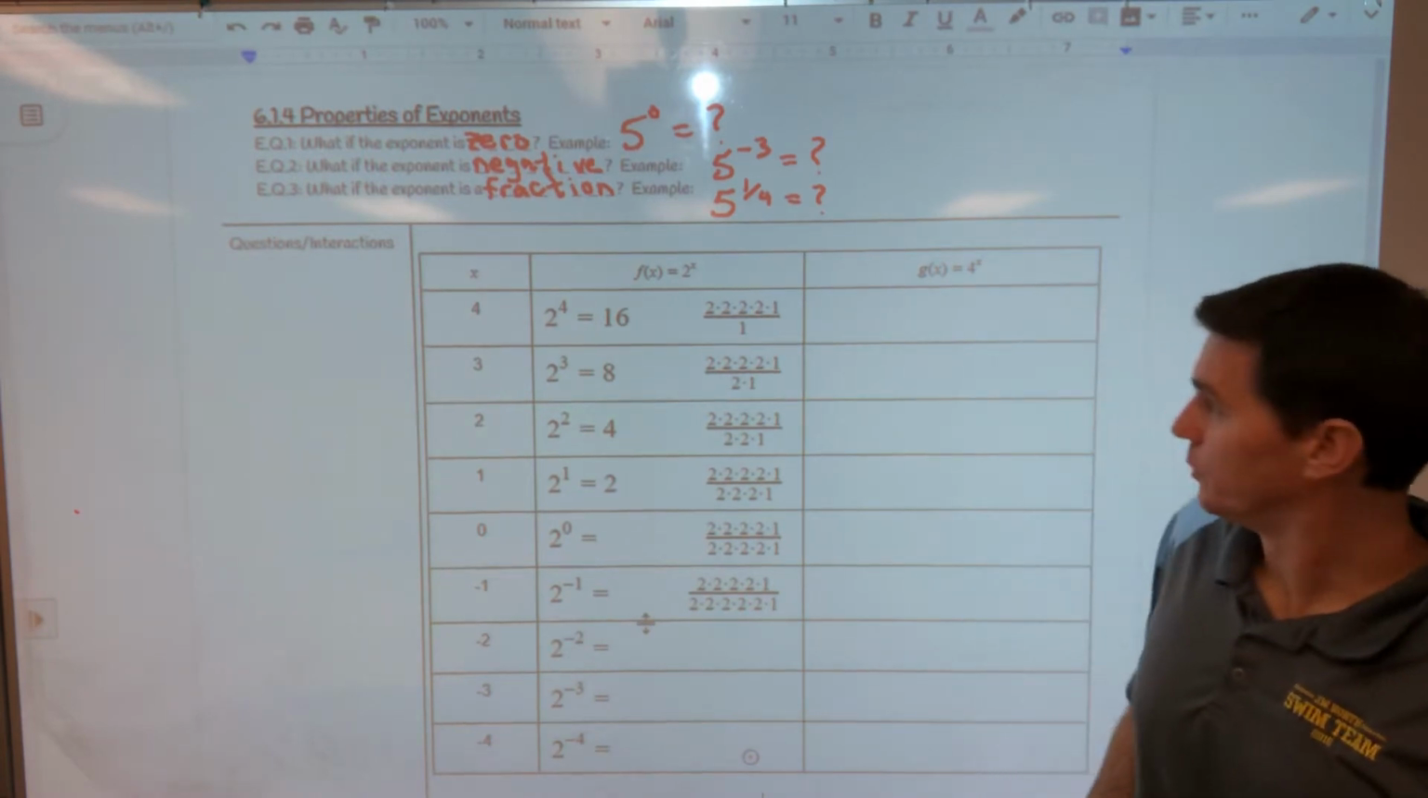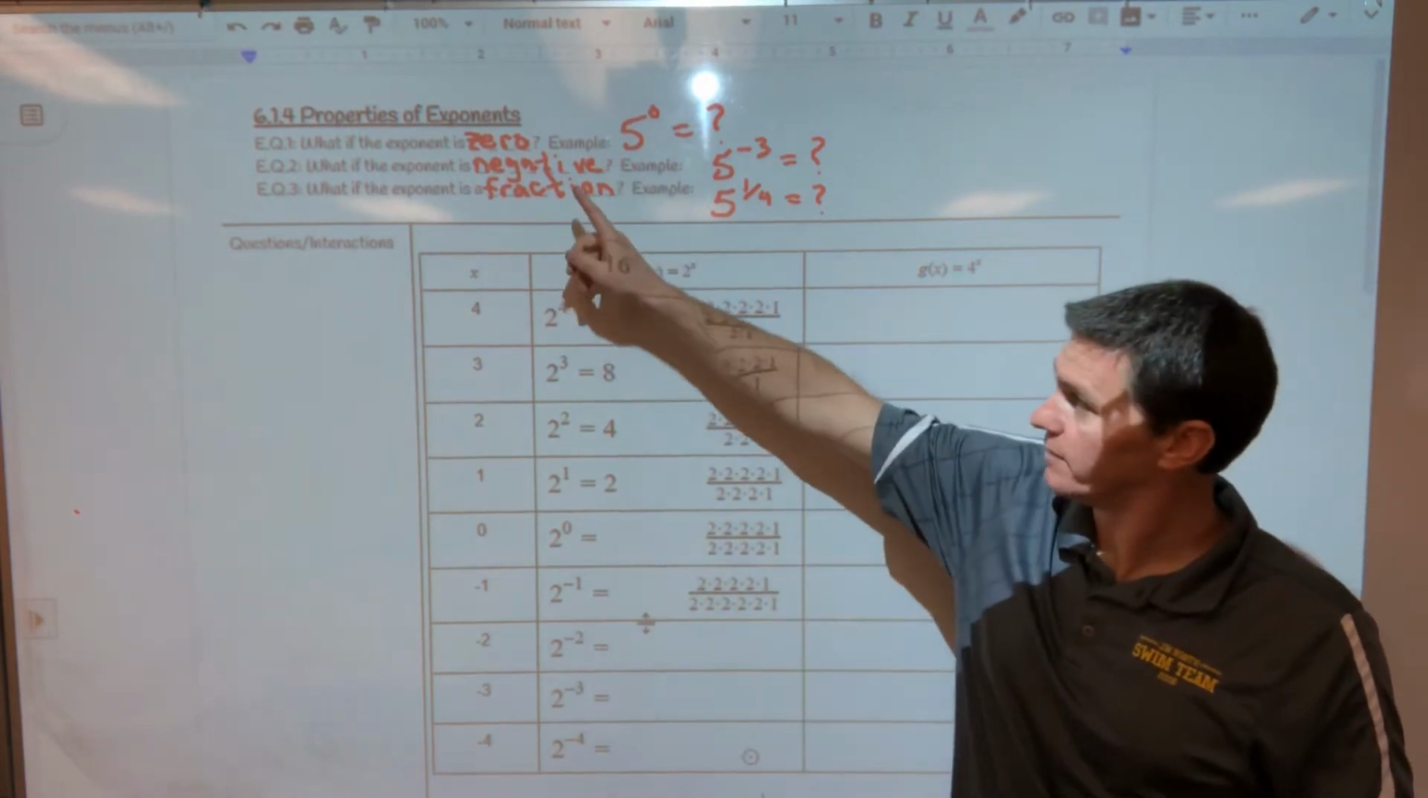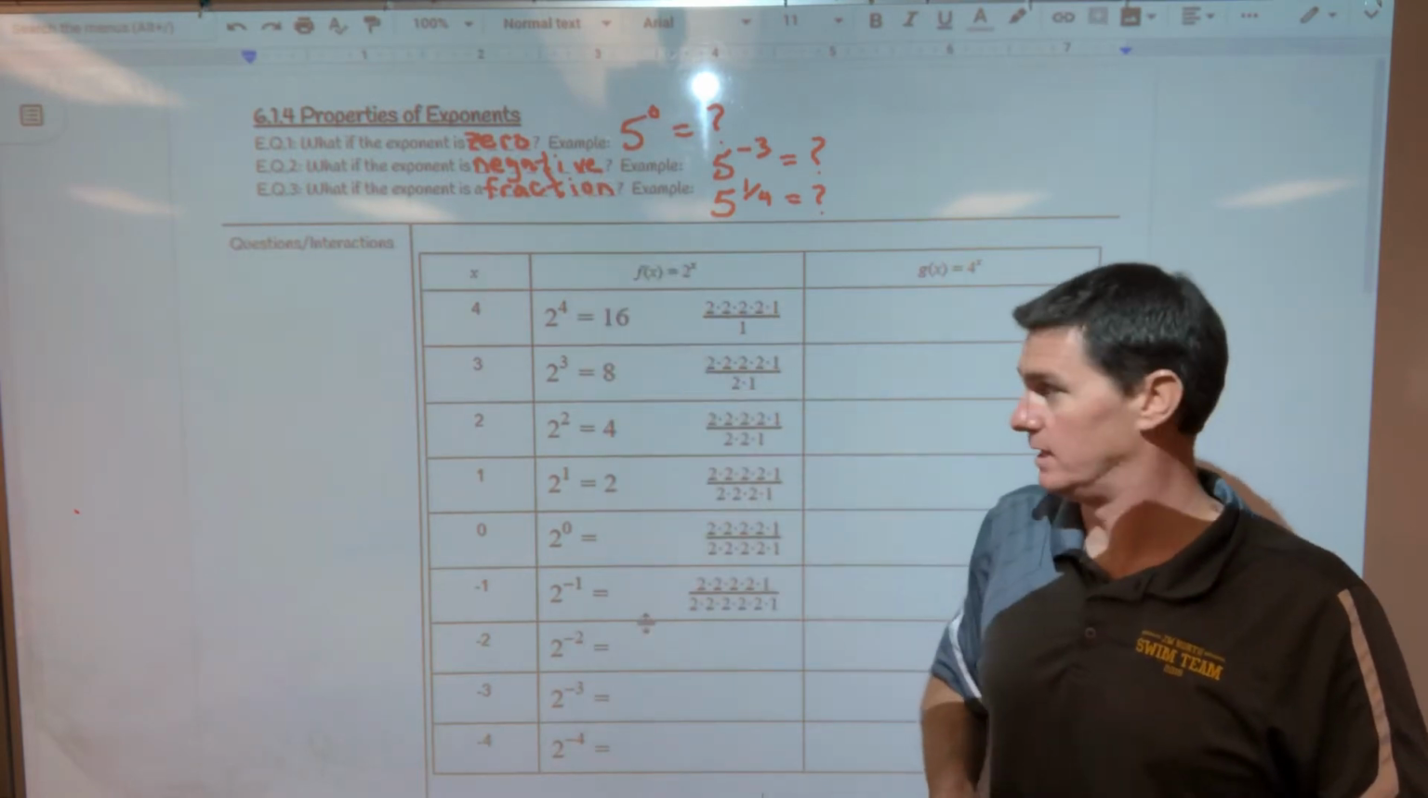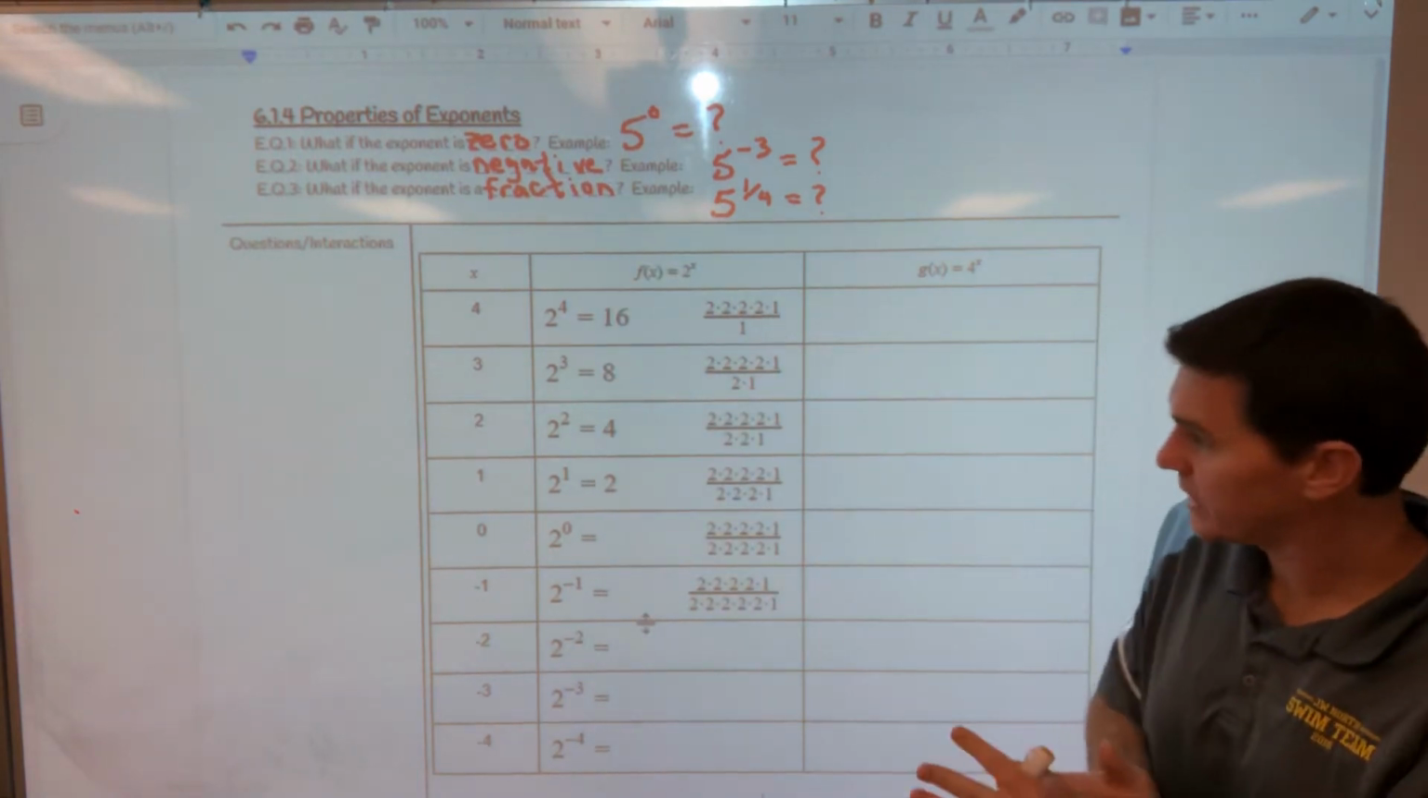Okay, we're going to talk about these three properties, and at the end of this lesson, hopefully, you'll know what to do if the exponent is 0, if the exponent is negative, or if the exponent is a fraction. All right, so let's take a look at what we already know.